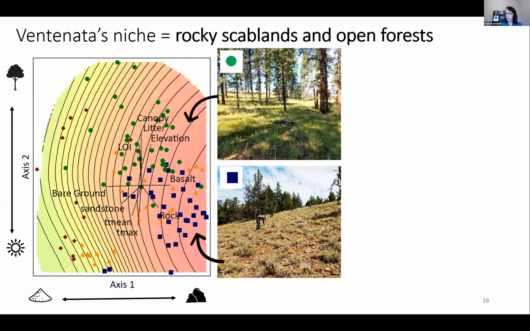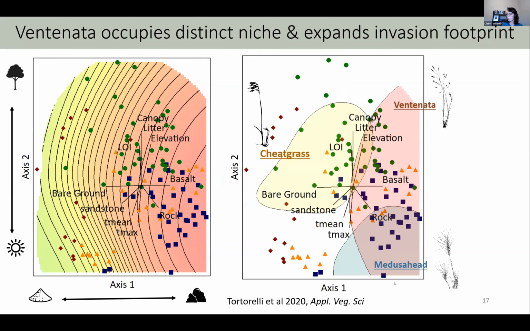So then we did the same thing with Medusa head and cheatgrass, and we essentially just drew polygons around the reddest regions of these heat maps so we could compare their distributions. And we found that Ventenata, again, is in those scablands, open forests. Medusa head also likes the scablands, but at lower elevations and tends to be really, really clayey soils, rocky soils. And our cheatgrass tended to be on sandier soils, mostly in our big sagebrush areas.